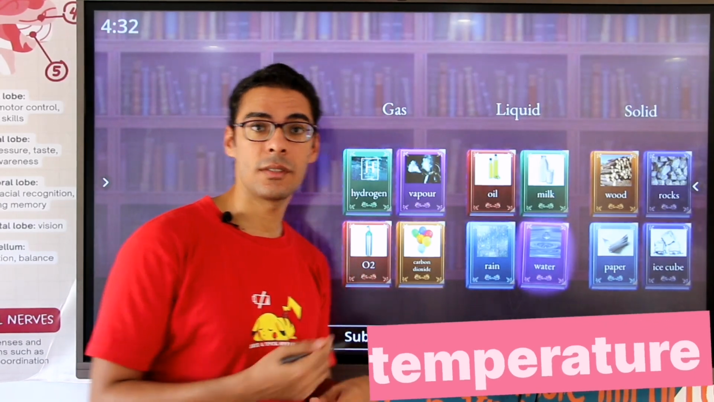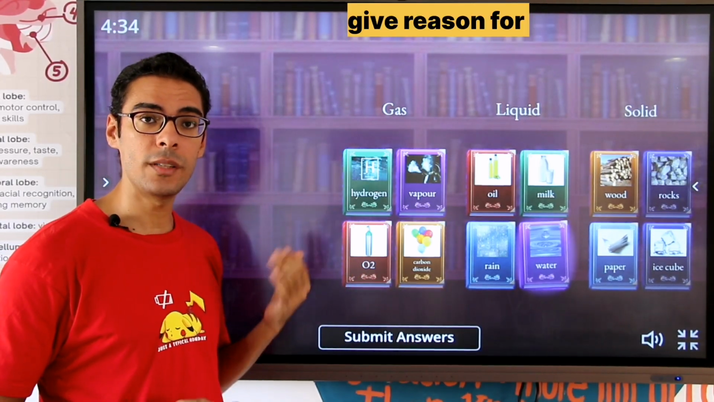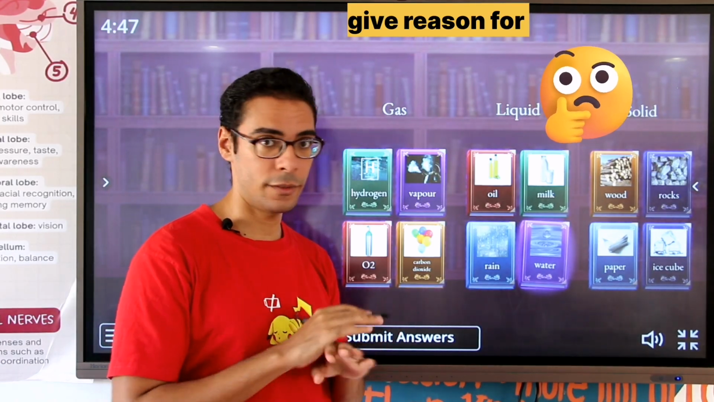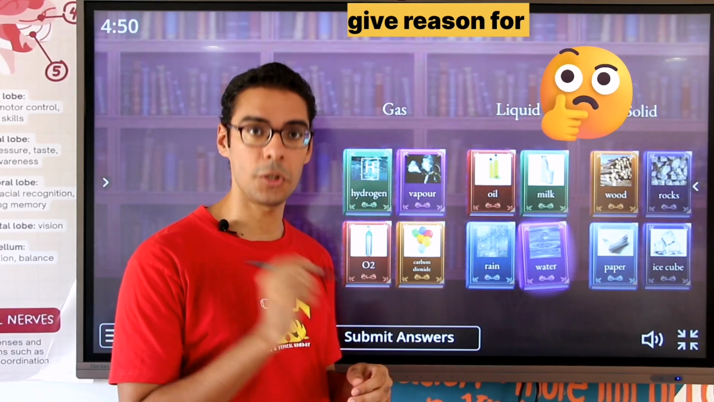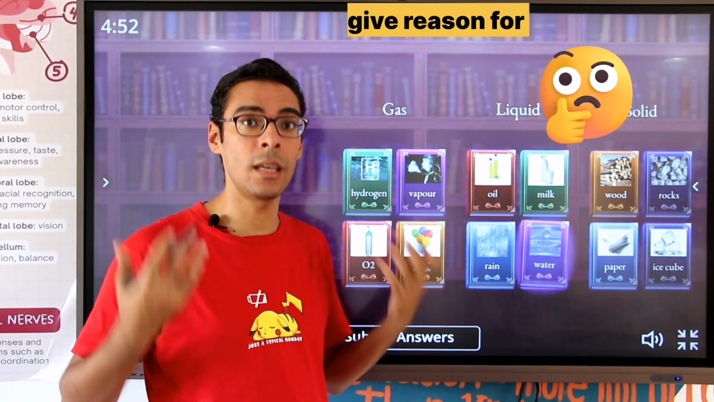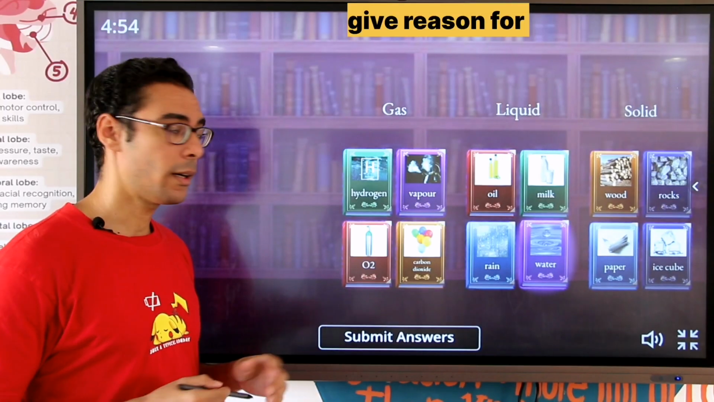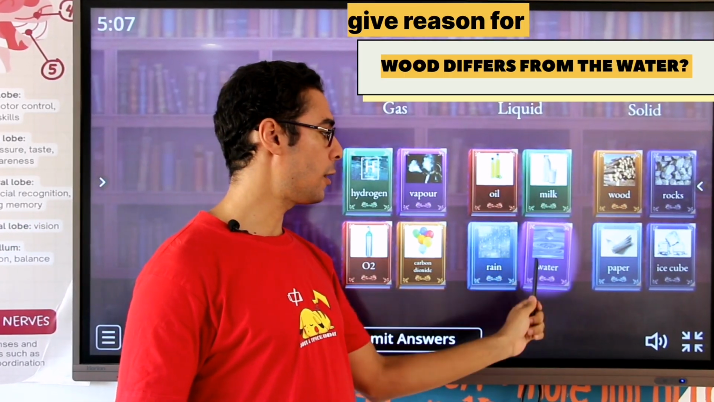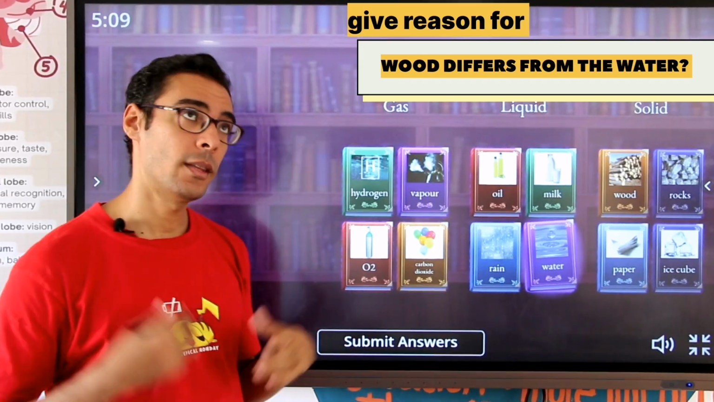So our question's going to be like that. Give reason for. I need you just to think with me about the correct answer. However, is it correct or not correct? It's going to be shown there to make sure, but just think with me. The first question that I have for you, give reason for. Wood differs from the water. Just think about the reason.